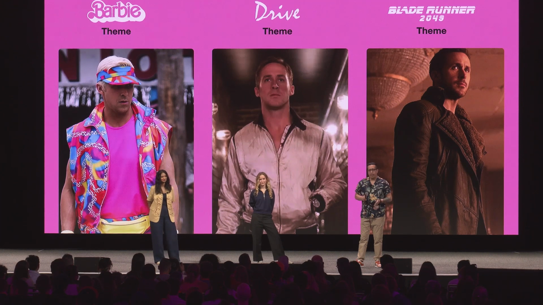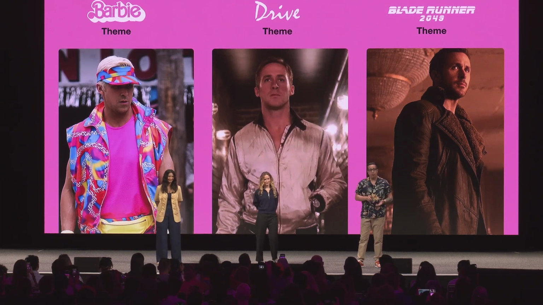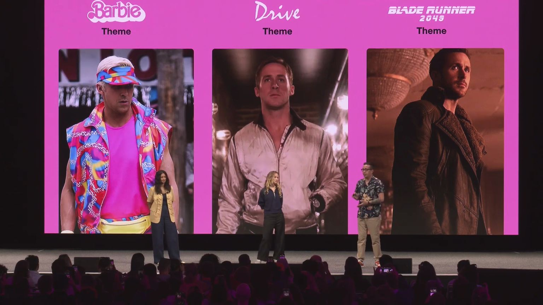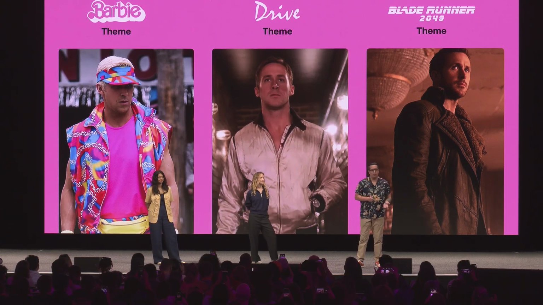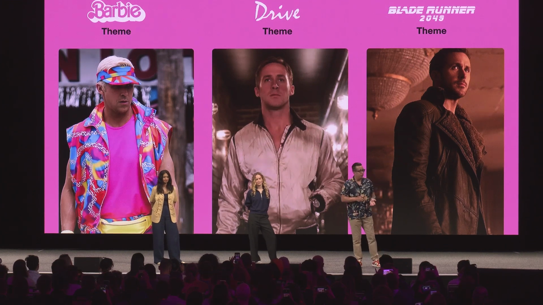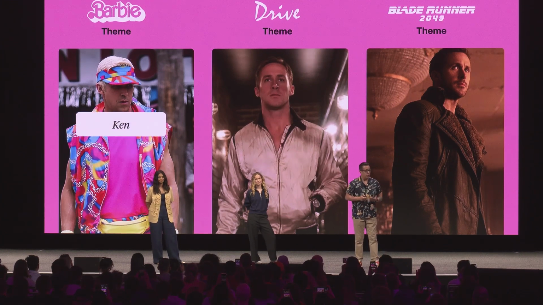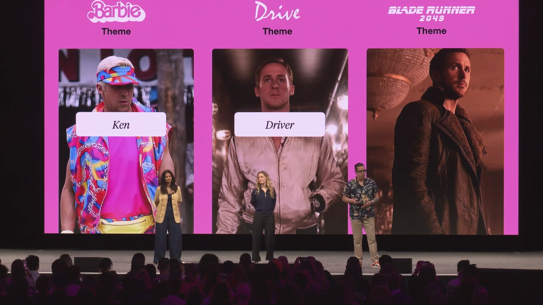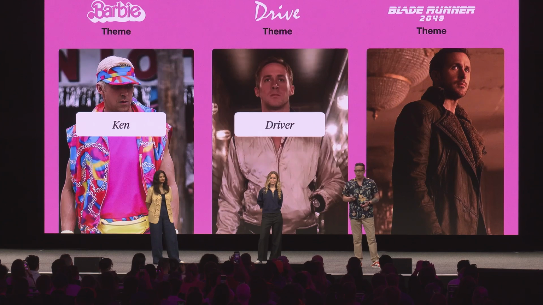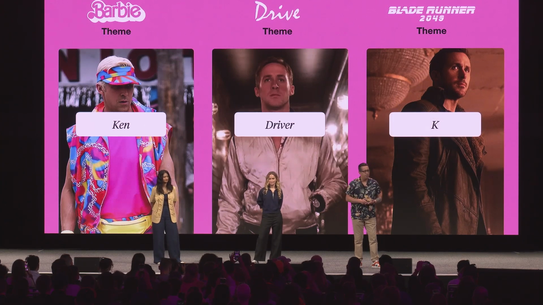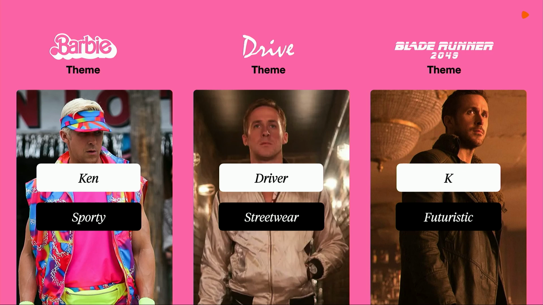Ryan Gosling, like any other actor, plays different roles in different movies. Let's say he is a design token, and movies are themes. So in Barbie, Ryan Gosling is equal to Ken, but in Drive, he is Driver. While in Blade Runner 2049, he is Kay. He is the same person, but he assumes different personalities based on the movie, like a token that assumes different values based on the theme.